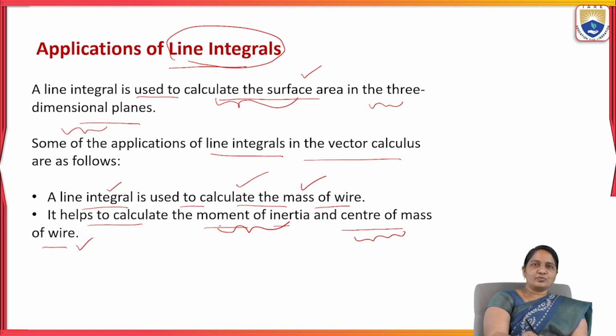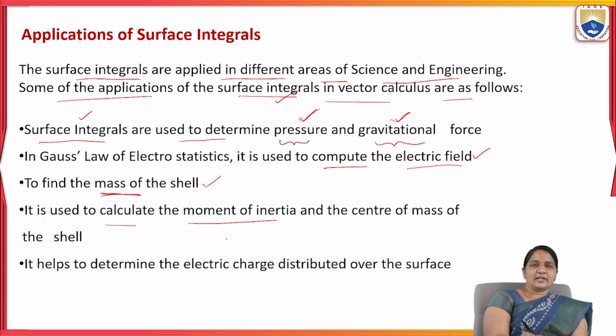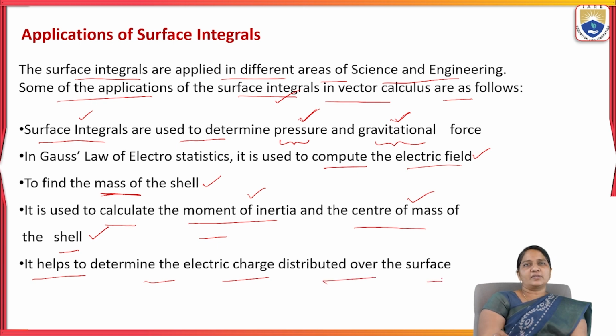Next, it is used to calculate the moment of inertia and center of mass of the shell. So the surface integral, like the line integral, we can use to calculate the center of mass and moment of inertia. Next, it helps to determine the electric charge distributed over the surface. Along that surface, we can determine the distributed electric charge by using the surface integral. And by using the double integral, we are going to calculate the area, right? So here we have two components.